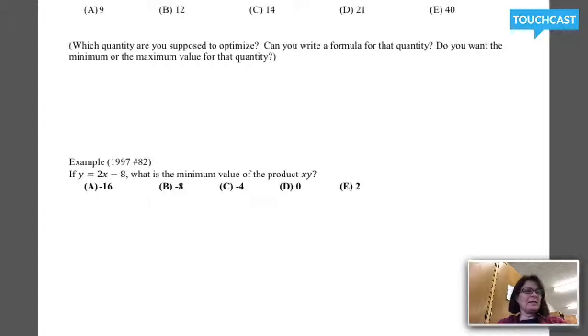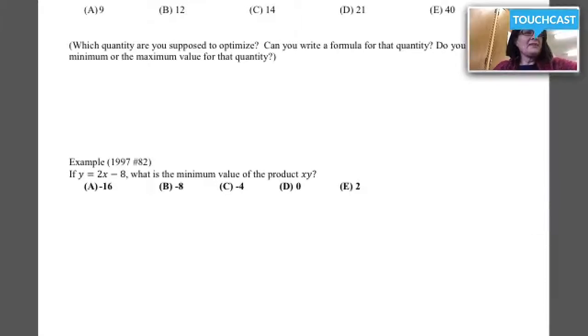All right, so we're going to try it again with a slightly more interesting, slightly more complicated problem. So now I've been told y equals 2x minus 8. What is the minimum value of the product x times y? So I'm going to try the steps. Number 1, can I tell this is an optimization problem? This is about as obvious as they can get. They've used this word minimum value. They will sometimes use maximize or minimize, and those are as specific as they can get. This is definitely an optimization problem.